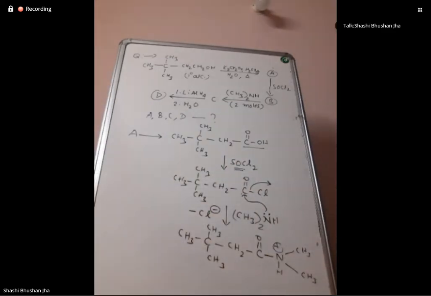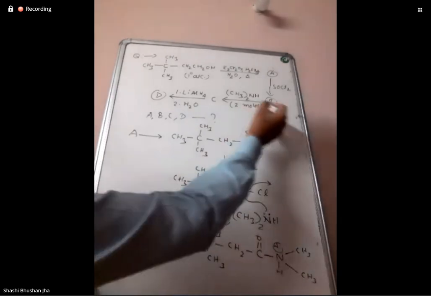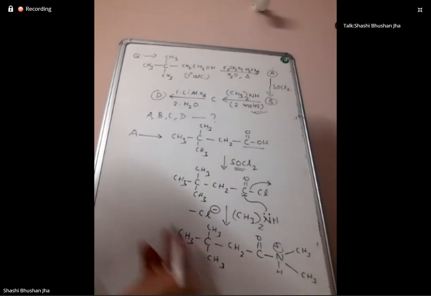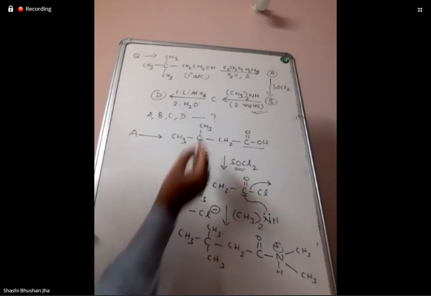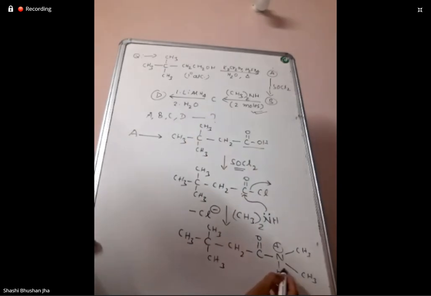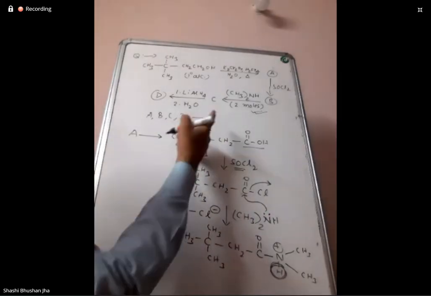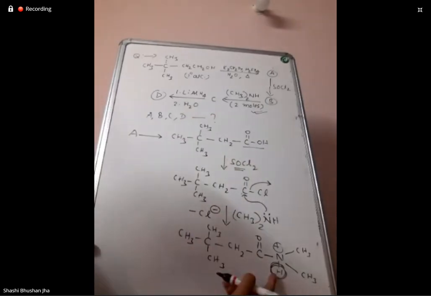So this will happen, but see this question, they have mentioned here 2 moles. This reaction has taken place with 1 mole only. So can anyone tell what is the use of the other mole? Or how will you write? That second mole of amine will remove this acidic hydrogen. You know, in this reaction, this acidic hydrogen is getting removed by that amine only.